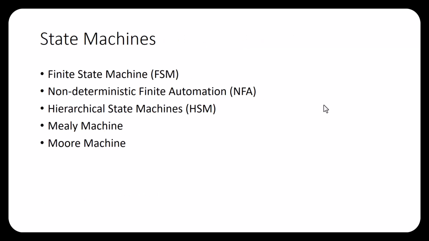I told you state machines are of different types. One is called finite state machine, FSM, NFA, non-deterministic finite automaton, hierarchical state machine, HSM, Mealy and Moore. I gave you definitions of each of these. If you want, recollect your notes, or you can Google what they are and find out.